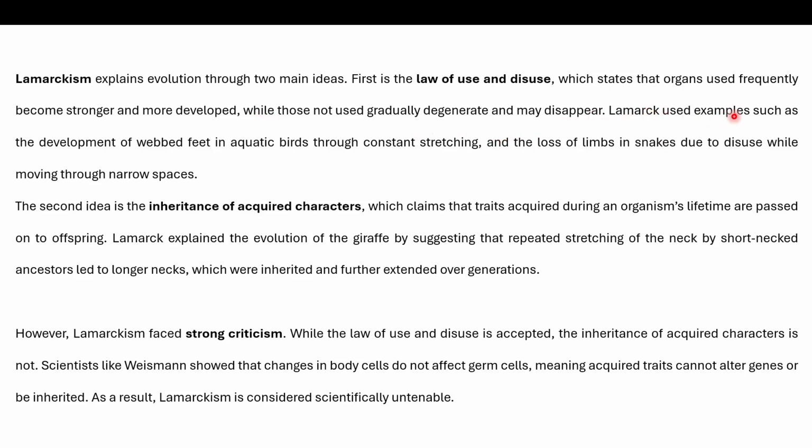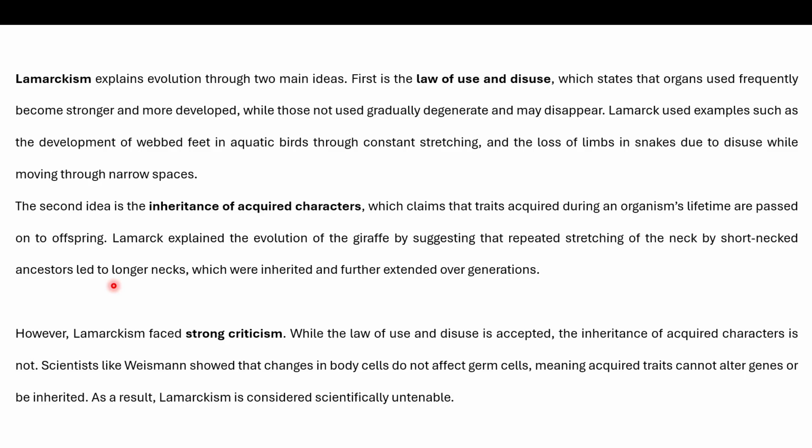Lamarck used examples like the development of webbed feet in aquatic birds through constant stretching, and the loss of limbs in snakes because limbs weren't in use while moving through narrow spaces. The second idea is the inheritance of acquired characters, which claims that characteristics acquired during an organism's lifetime are passed on to offspring. Lamarck explained the evolution of the giraffe by suggesting repeated stretching of the neck by the short-necked ancestors.